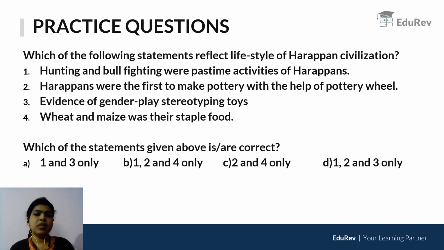Evidence of gender play stereotyping toys. Yes, of course, evidence existed. Wheat and maize to be their staple food. It was wheat and barley. So the fourth statement is wrong. The second statement is also wrong, which suggests that the answer is 1 and 3.